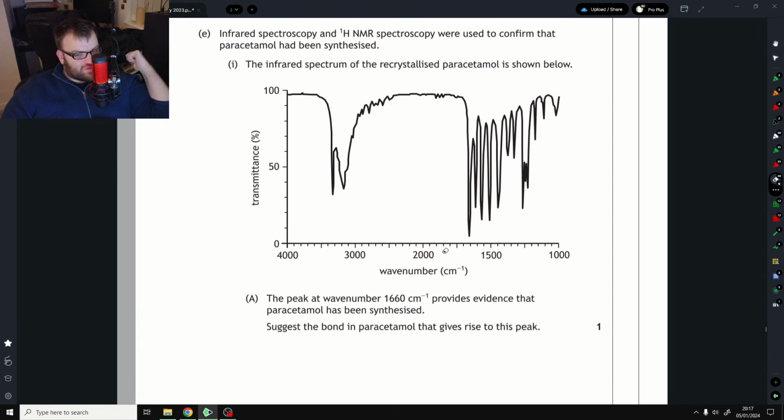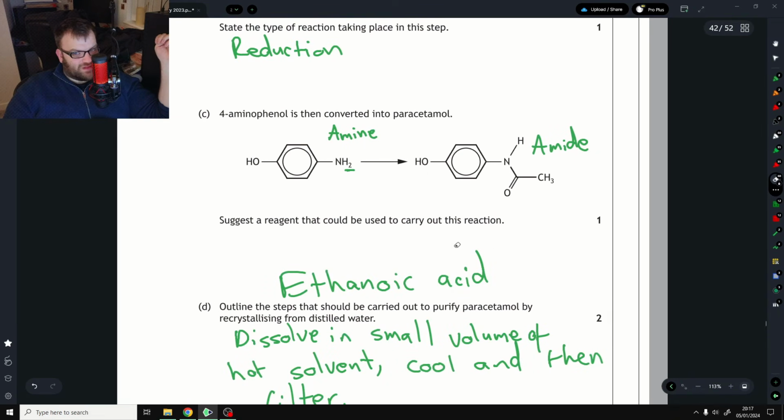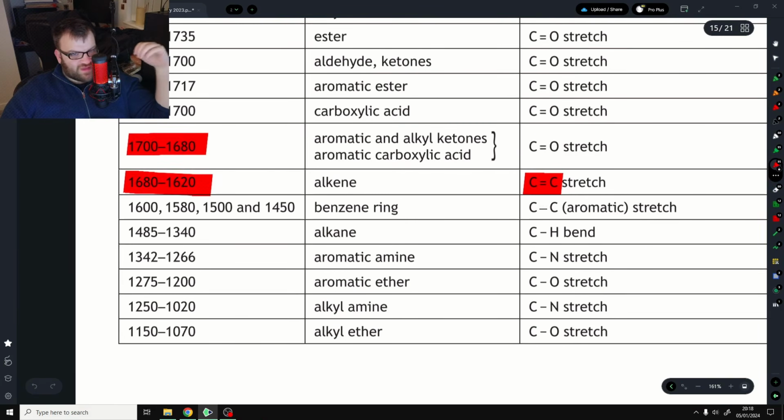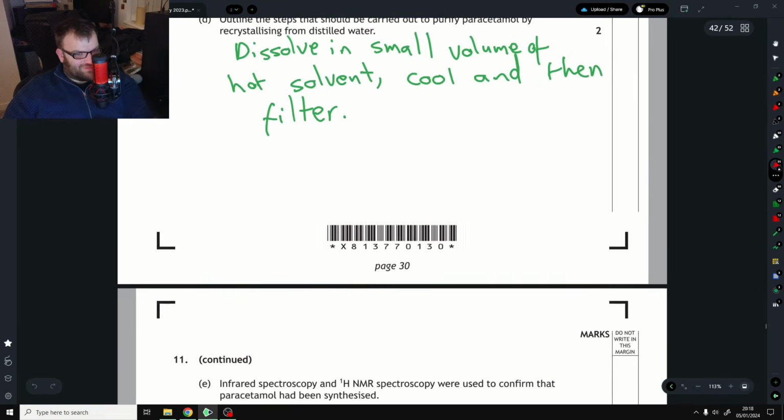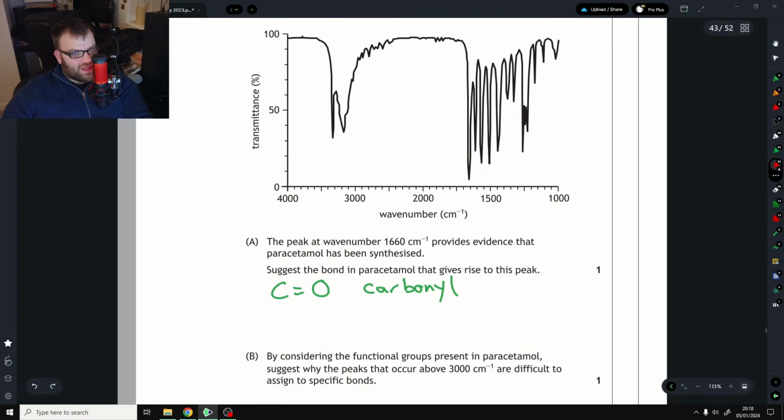In this question, we're asked to identify the bond in paracetamol that gives rise to 1660. We have got these bonds to play with. Those are the only ones that are present. That's going to be the best. We've got our C double bond O stretches. That ticks off all those values there as well, the ones that are slightly above those as well. So my best answer for that one would just be the carbonyl group that's present there.